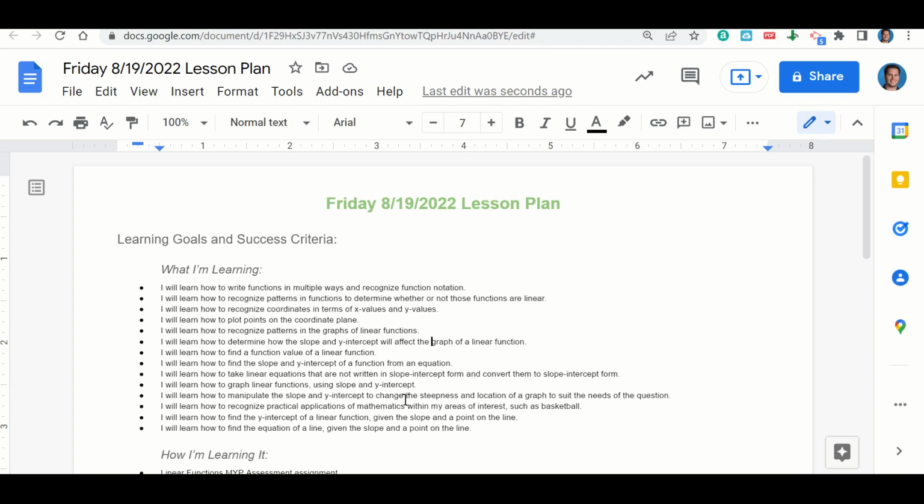to suit the needs of the question, how to recognize practical applications of mathematics within your area of interest, such as basketball, how to find the y-intercept of a function given the slope and a point on the line, and how to find the equation of a line given the slope and a point on the line.